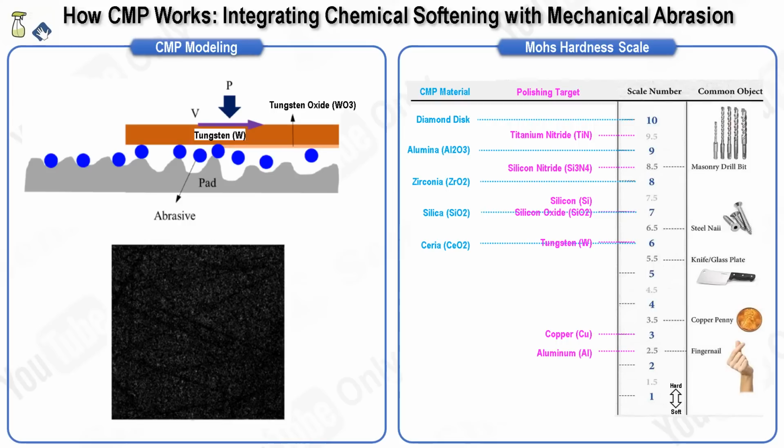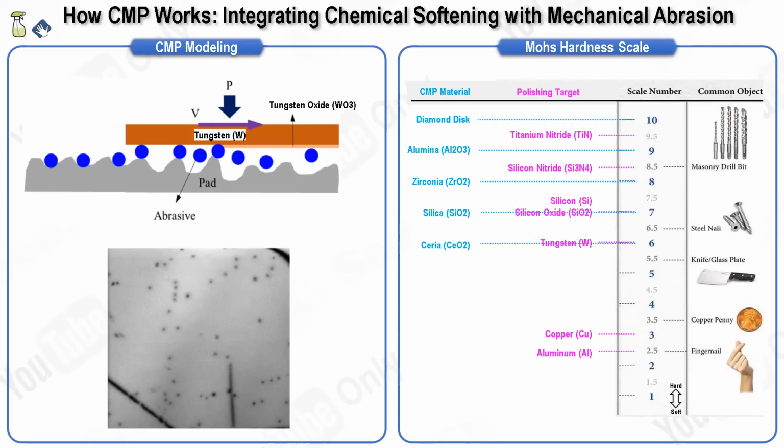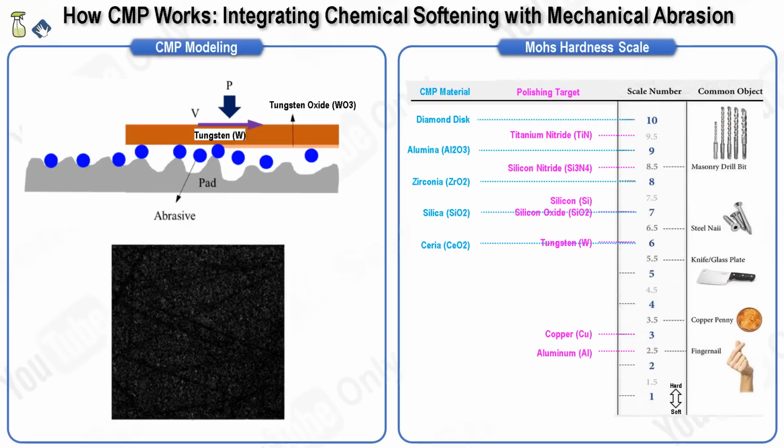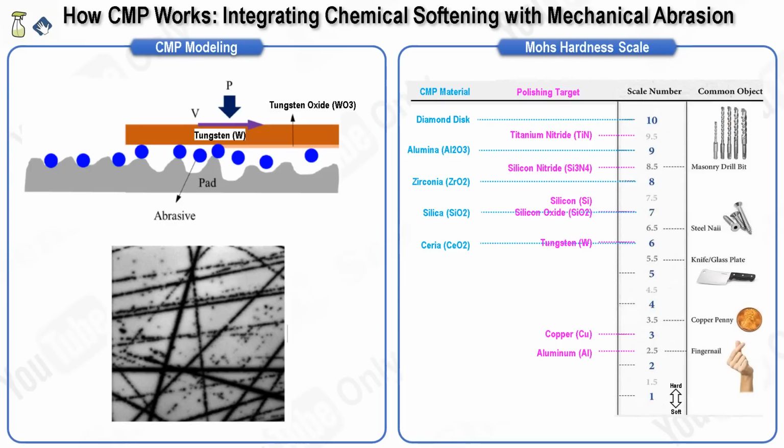The layers deposited on the wafer generally have high hardness, making it difficult to polish them using only abrasives and pressure. This is similar to how you cannot polish your fingernail effectively with another fingernail of the same hardness, but you can easily shape your nail with a harder nail file.